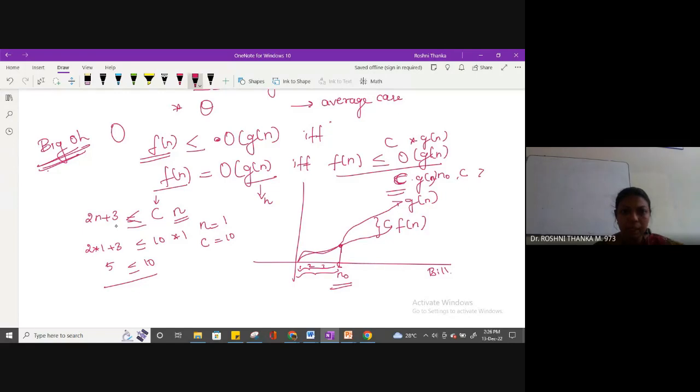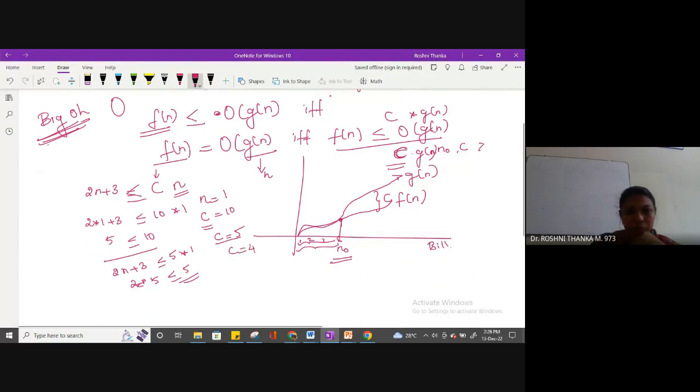So you can substitute some other value of c and find. Say for example, if I take the value of c as 5, the condition is 2n plus 3 less than or equal to cn. The c value I have taken as 5, and let's say n is 1. So 2n plus 3, with n equal to 1, is 5. So 5 less than or equal to 5. This condition is also true.